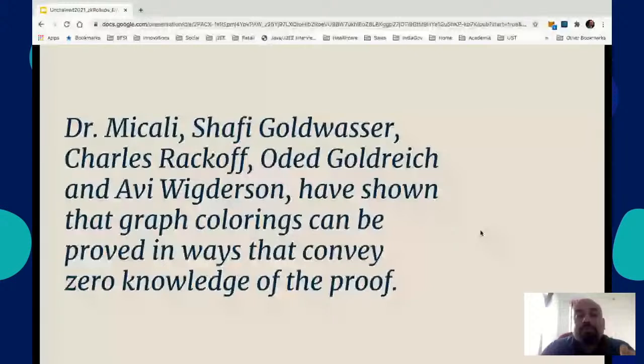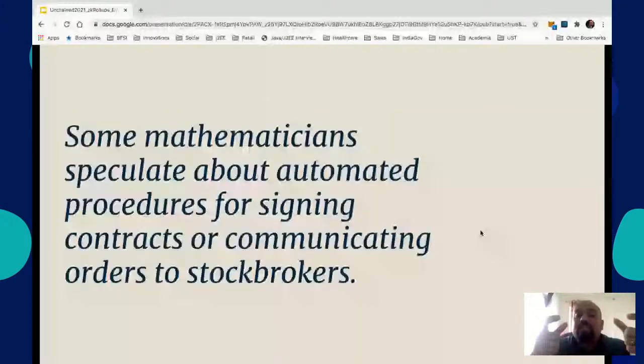Even though this is from 1987, mathematicians speculated that we could use zero knowledge proof for signing contracts or communicating orders to stockbrokers. And now we are talking about applying zero knowledge proof for smart contracts in 2000s.